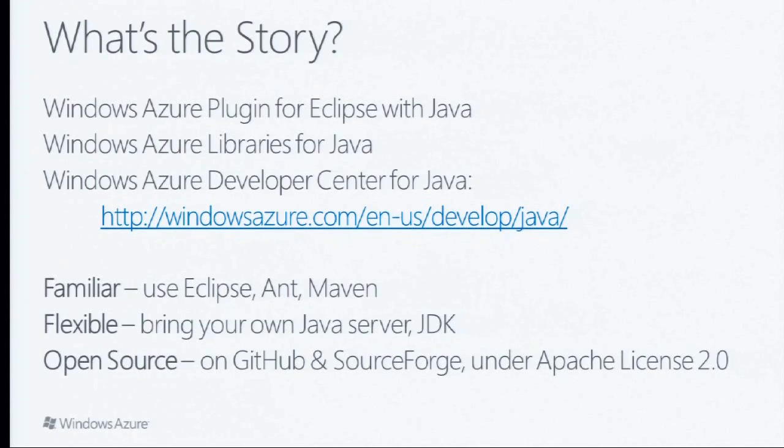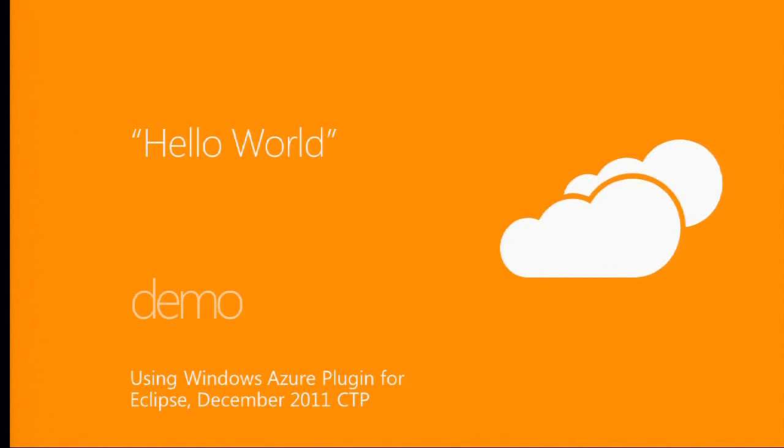On a very high level, there are three aspects of Java development on Azure that I want to point out. One is the familiarity. You're going to be using Eclipse, which is the most popular IDE for Java developers, and Maven, which is a very popular build and dependency management tool. You'll see how flexible the story is. You bring your own Java server, your own JDK. You're not constrained to a specific Java server. And last, but definitely not least, it's all open source. You will find the sources for the plugin and for the Java libraries on GitHub and SourceForge, all under the Apache License 2.0.